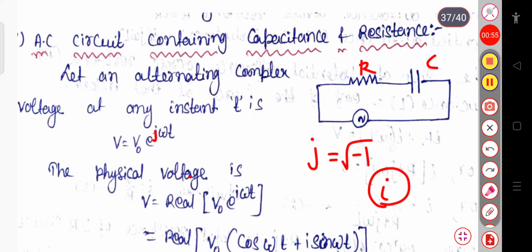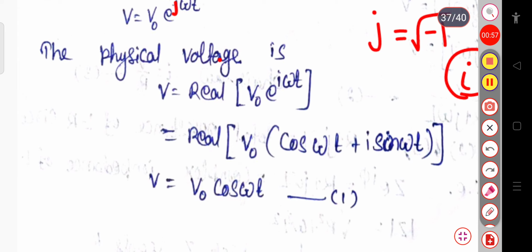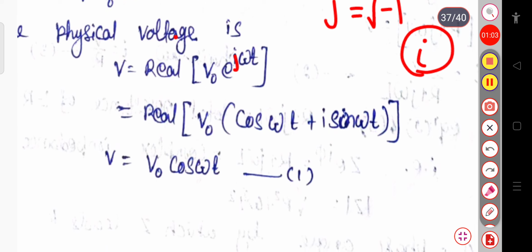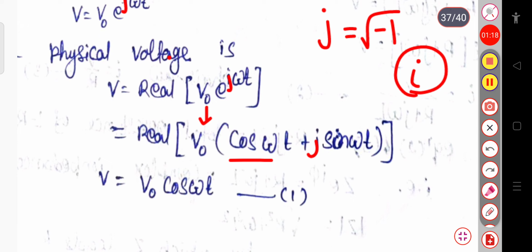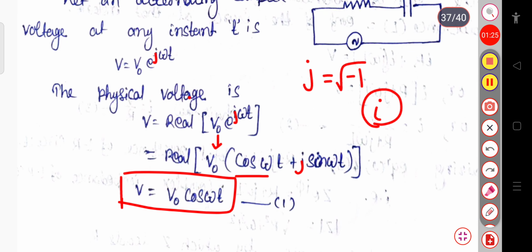Now the physical voltage V will be equal to the real part of V naught exponential j omega t. If I split this exponential j omega t into the real part and the imaginary part, then V naught exponential j omega t becomes V naught cos omega t plus j sin omega t. Here the value of j is root over -1. So the real part of V equals V naught cos omega t. This is called the physical voltage.